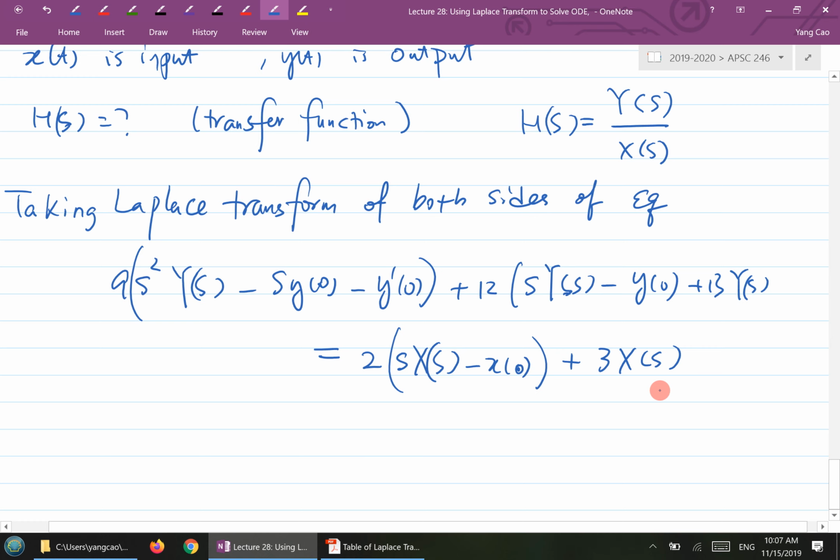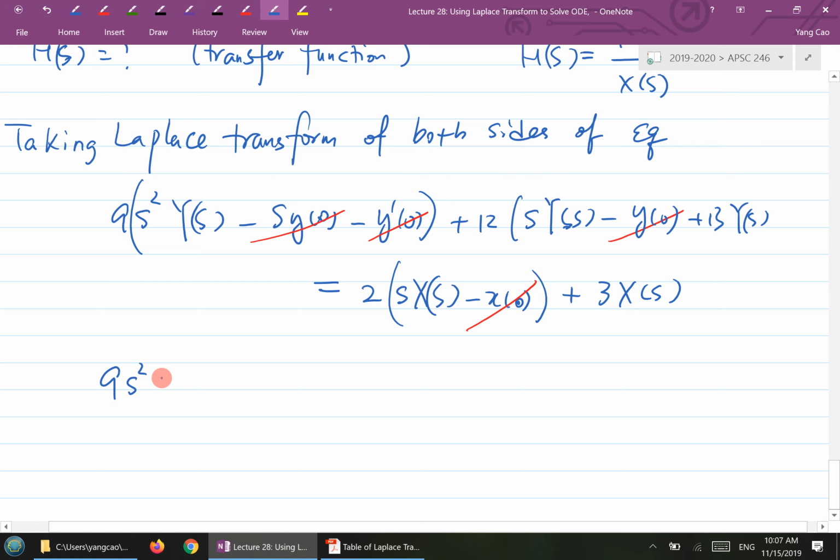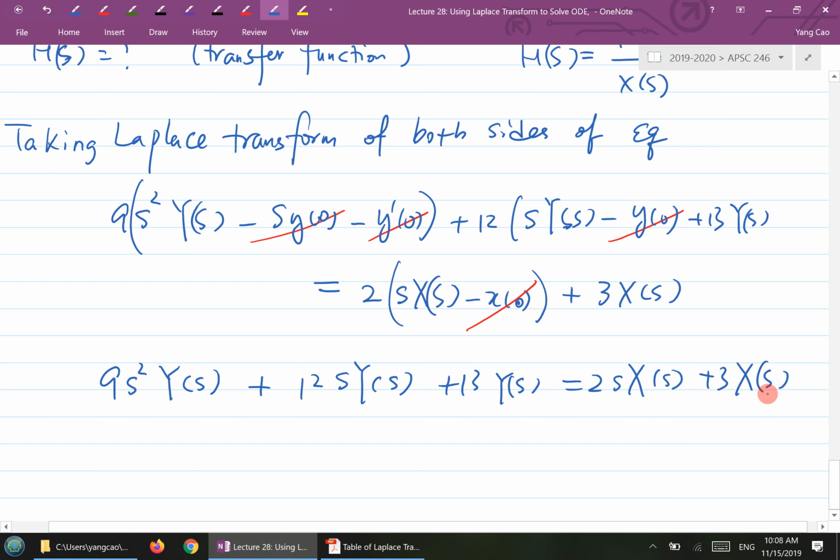Now this is where you have to be very careful. What are we looking for? We're looking for the transfer function here. So when you're looking for the transfer function, you assume all of the initial conditions to be 0. You can write this one here, that's fine, but then for the next process, you have to get rid of all of this. So now you get 9 times s squared, capital Y(s), plus 12s, plus 13 Y(s), equal to 2 times s, capital X(s), and 3 times this.